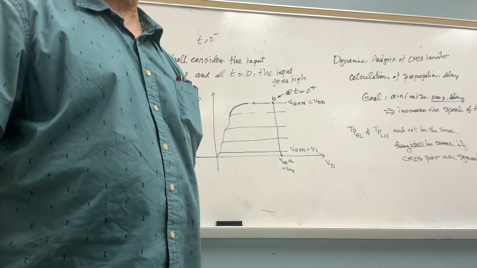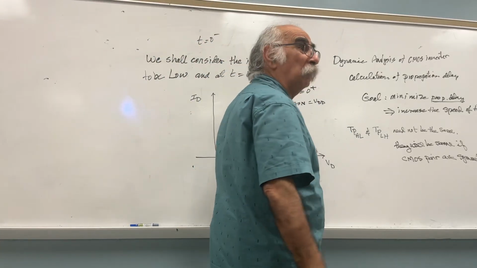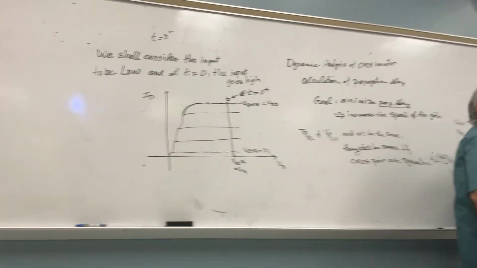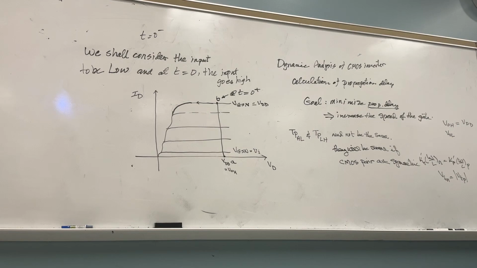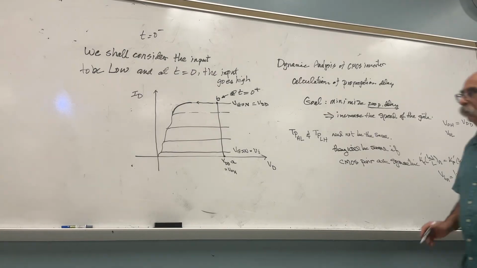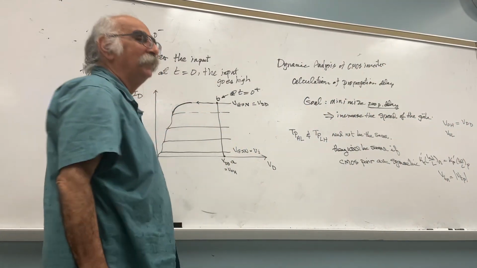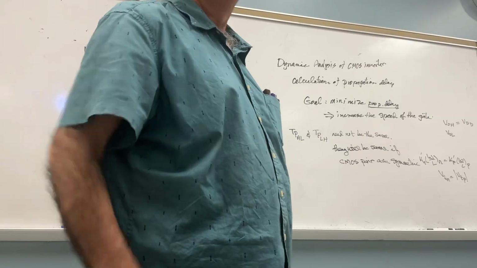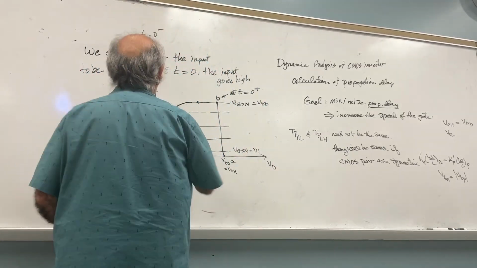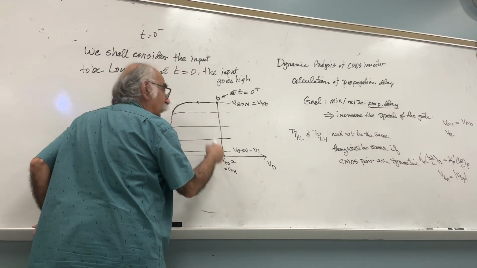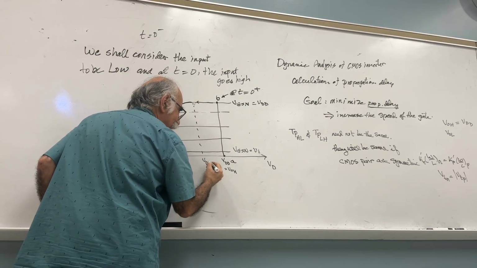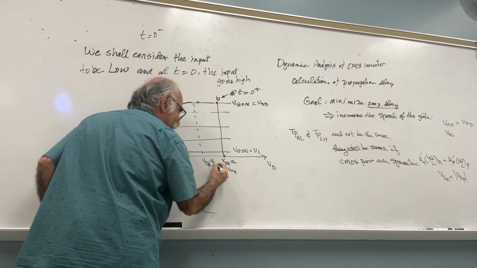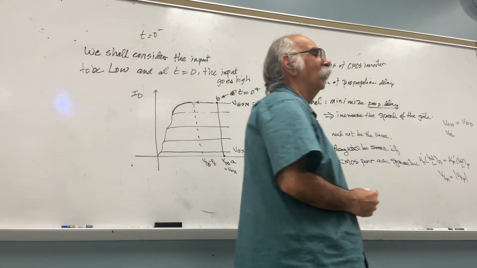Which mode is the transistor? Look at the diagram. Saturation. But does it remain in saturation? No. When does it begin to enter the triode mode? When the voltage at D goes below VDD minus VT.